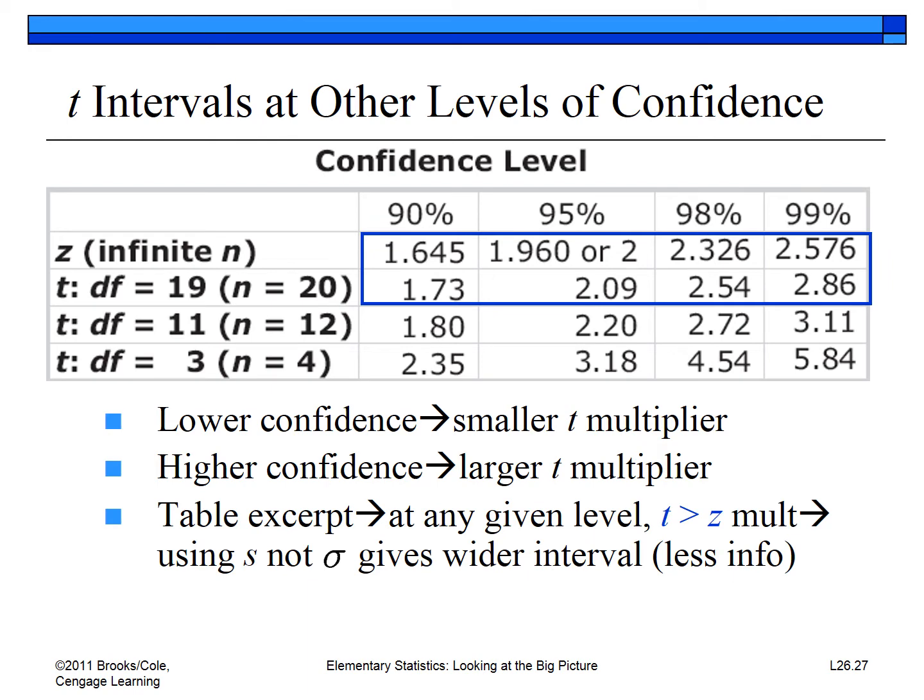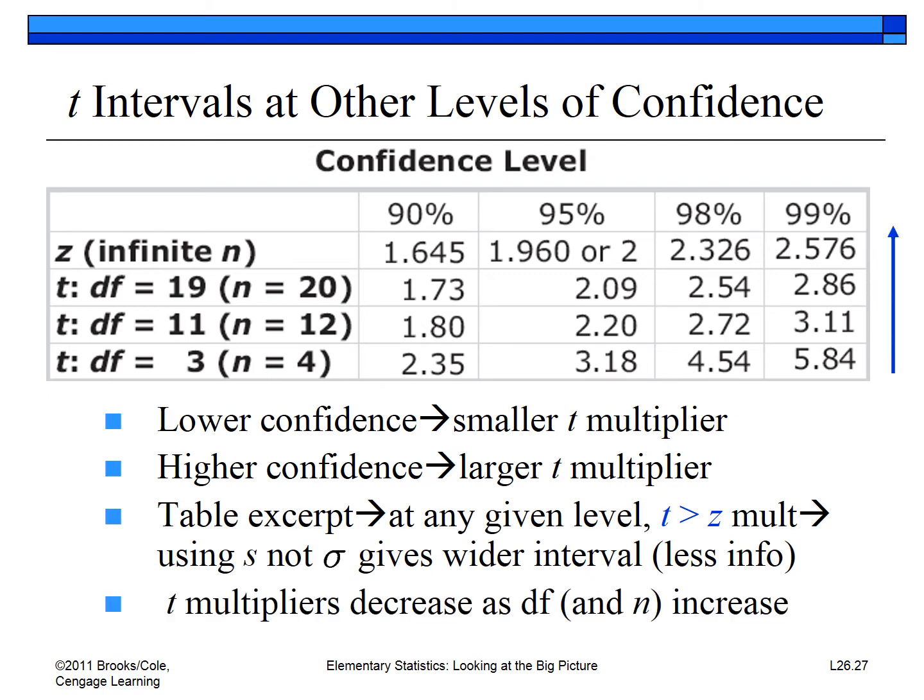Notice that for any value of df that we choose, for any number of degrees of freedom, the t multiplier is bigger than the z multiplier. And as the number of degrees of freedom increases, that is, as n increases, the value of the t multiplier gets smaller and in fact approaches the z multiplier.